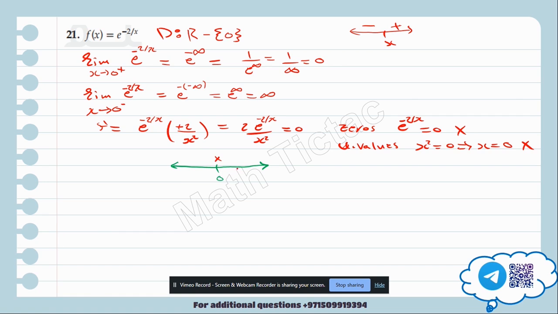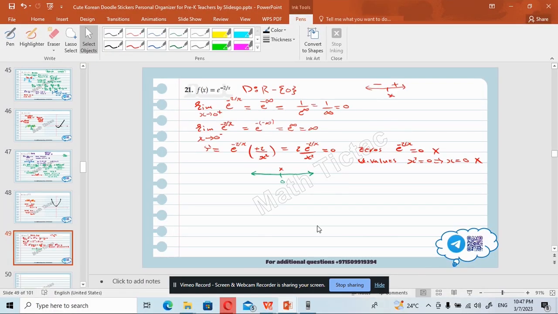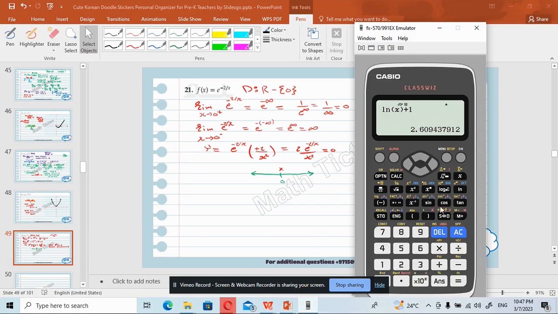So let's test the sign. From the right of the zero, we have to substitute in the derivative. That's it. So let's see what values we can get. So directly to the calculator, I'll write my function. So this is 2 alpha e to the power minus 2 over x, over x squared alpha x squared.